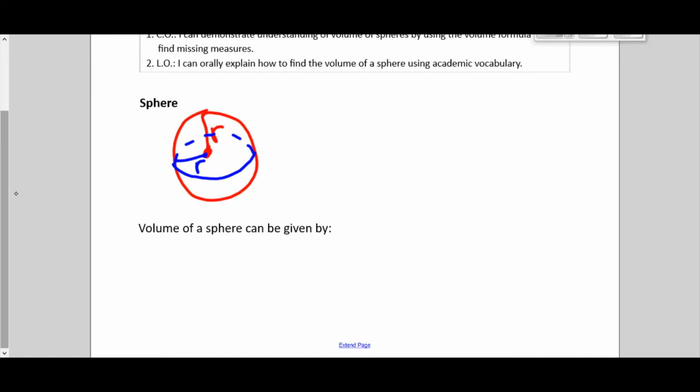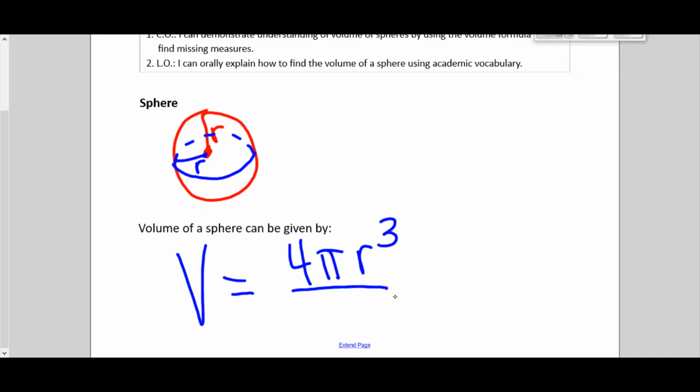So to find the volume of a sphere, the formula is volume equals 4 pi r, and this time this is going to be r cubed, all divided by 3. So this is the formula for the volume of a sphere. It's 4 pi r cubed divided by 3. So notice the change. This is r cubed, not r squared. So this is a sphere.